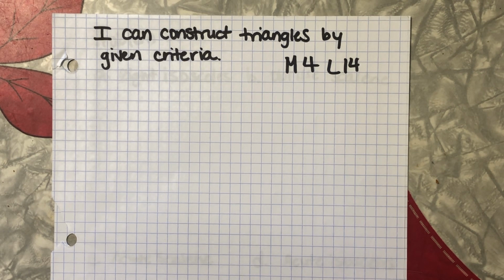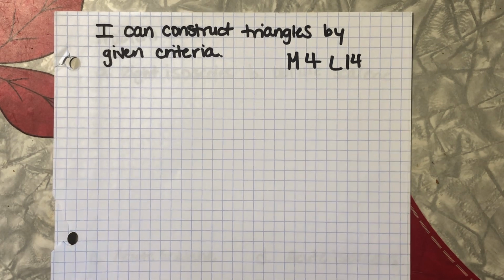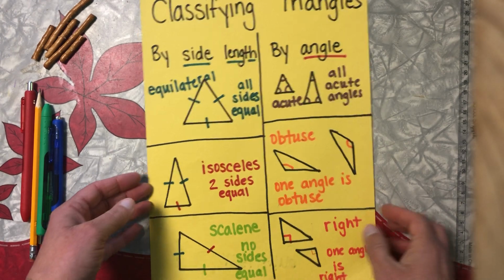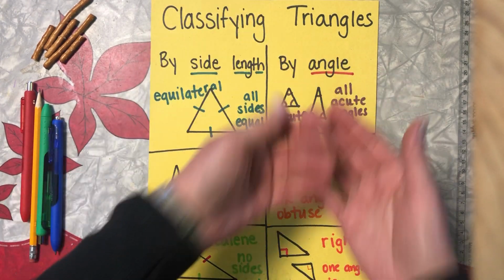I'm going to give you the criteria, and you are going to use what you know about the definitions of the criteria I give you to create triangles. Now, what do I mean by criteria? Well, what I mean is I'm going to tell you to create triangles that have a certain kind of side length and a certain kind of angle.